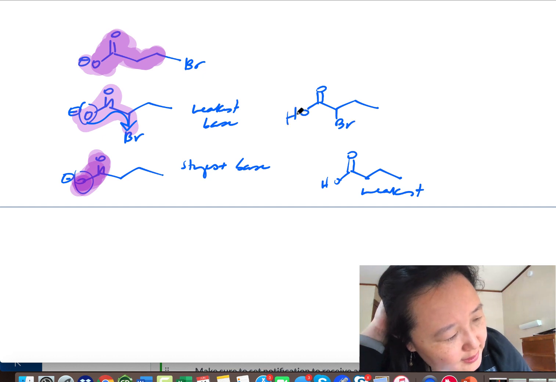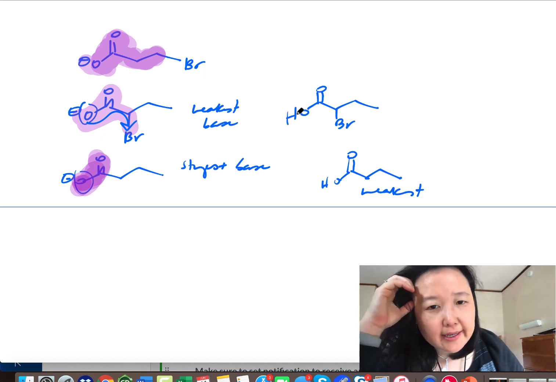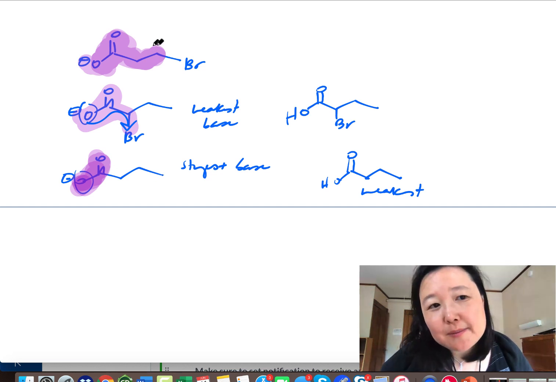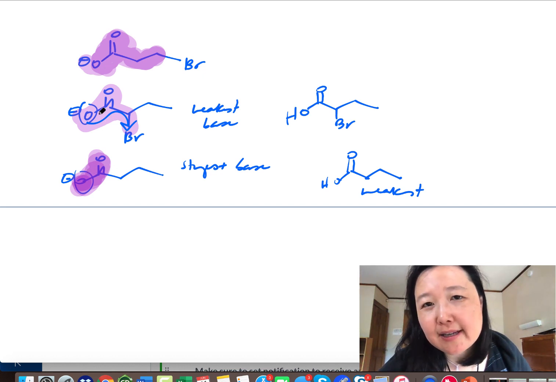So here I would expect this acid to be stronger. And this one will be in the middle. It'll be better than this, but not quite as good as this because the bromine's farther away, so it doesn't have quite as much of a pull or inductive force as this one does. And my shading here is to show you concentration of charge. Most concentrated, second, and least concentrated.